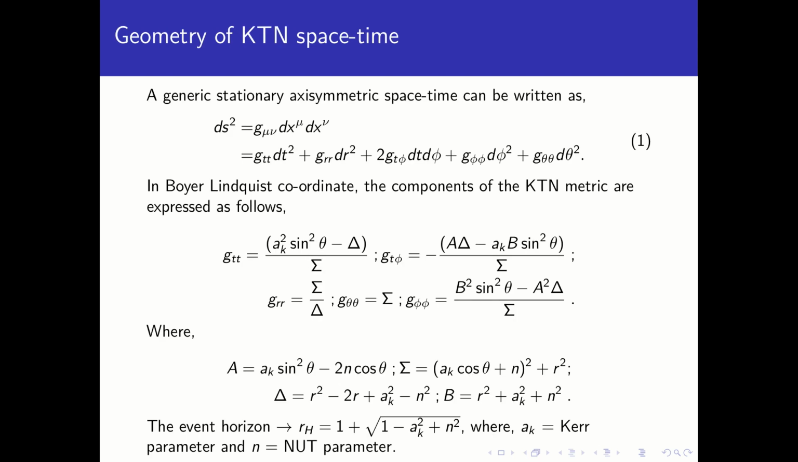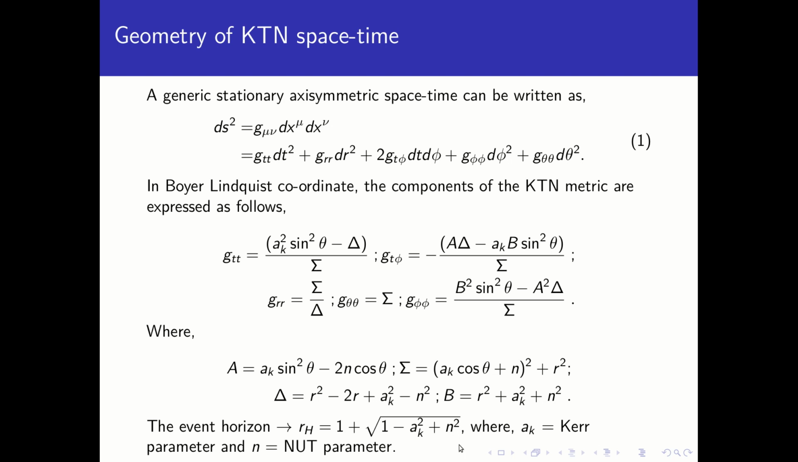So the spacetime is given by equation 1. It is a stationary and axisymmetric spacetime. The metric components are given by this. Here we see there are two parameters, a_k and n, where a_k is the Kerr parameter and n is the NUT parameter. Kerr parameter is related to the rotation of the black hole, and NUT parameter is called the gravitomagnetic monopole, or it is also considered as a massless rotating rod.